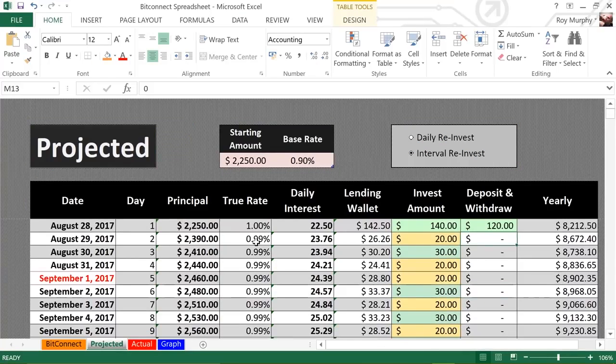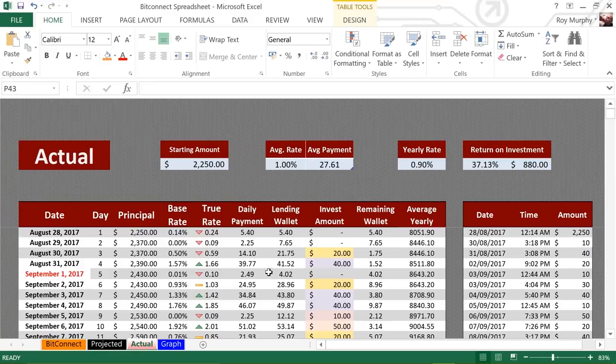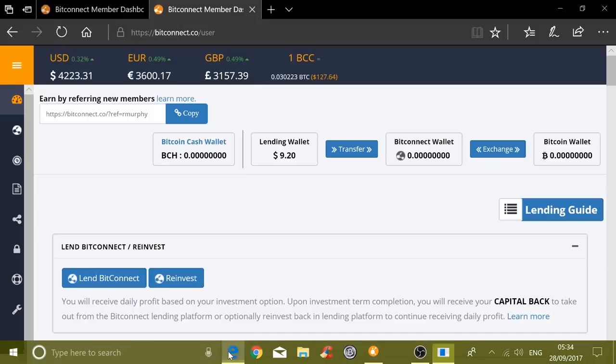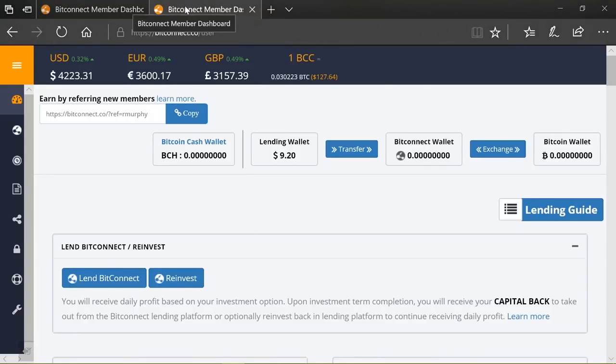But then what you should do is mirror that into your projected, because you can actually draw graphs off of your projected against your actual. So this is a copy without the withdrawals. This is used against the graph to figure out how your daily reinvests are actually performing. And this is my real reinvest. These are my actuals. I started off with 2,250, and you can see here the daily base rates. These are the only things I have to change every single day based on the figures that I have here.